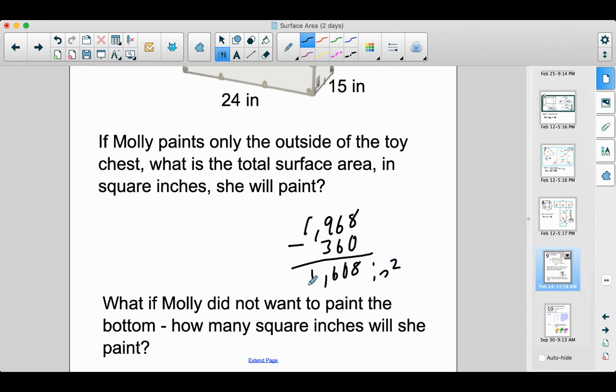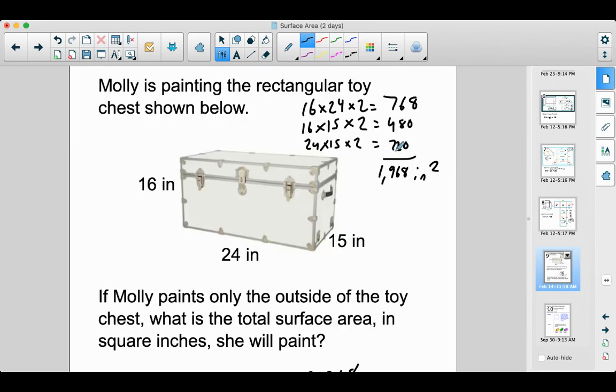Okay, so that's a pretty easy question when you use the net. You can just subtract one of those pictures. Again, I only subtracted 360, not 720, because 720 is the top and the bottom, right? Because I doubled it. So 24 times 15 without being doubled is 360, which is the bottom.